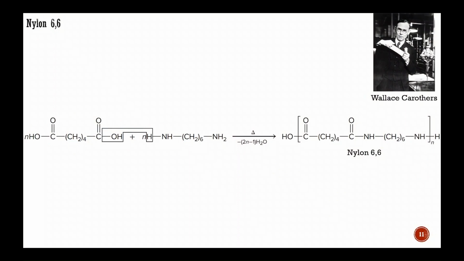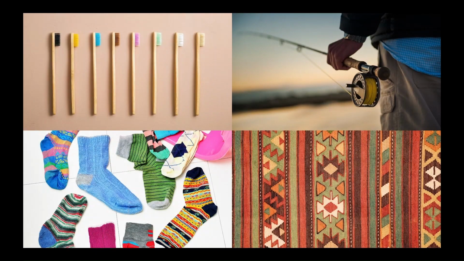Polyamides are formed by the polycondensation of a diamine with a diacid or a derivative of a diacid. The best-known polyamide is nylon 6,6, discovered by Wallace Carothers and his associates at DuPont in 1934. It is named 6,6 because it is synthesized from adipic acid and 1,6-hexane diamine, both of which contain 6 carbon chains. Nylons are widely used in home furnishings, apparel, carpets, fishing lines, and toothbrush bristles, among other applications.